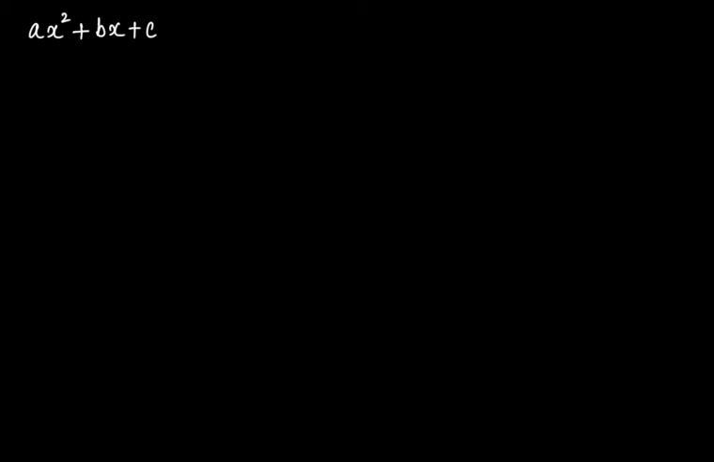How to factorize a polynomial by splitting its middle term. To understand this, let's take a general example. Let's take a general quadratic polynomial ax squared plus bx plus c. What's the middle term here? Middle term is bx. So you have to factorize it by splitting it. Okay, let's understand how to do this.